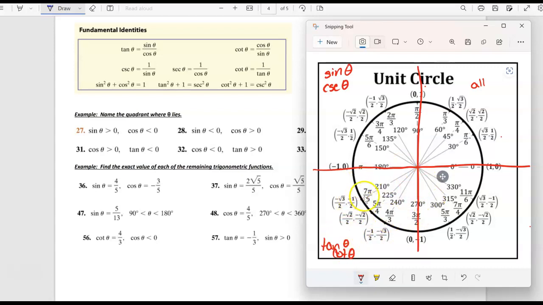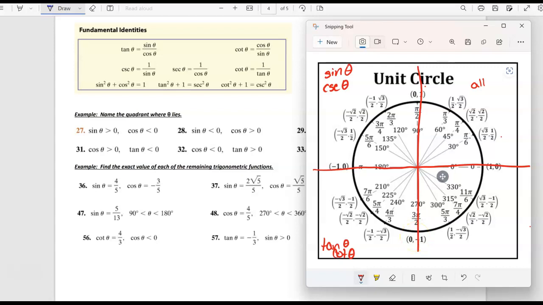Everything else is going to be negative down here. So cosine's going to be negative here, sine's going to be negative here. Okay, the reason tangent's positive: tangent is y divided by x, and for every y divided by x in this quadrant, I'm going to have a negative divided by a negative, which is going to give me a positive.